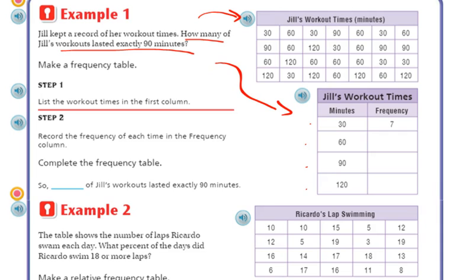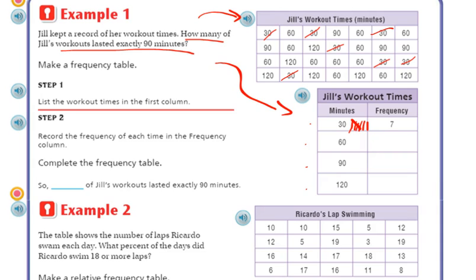What we're going to do now is record the frequency of each time in the frequency column. So what you can do here is you can go through and you can count how many 30s you had. 1, 2, 3, 4, 5, 6. And then you're like, oh man, I missed one. So you want to always double check yourself and then find your 7th. All right, take your time. You can also do a tally. So next to the 30 here, I could have done a tally of 7 and then written my 7 down. You'll see tallies used a lot with frequency tables as well.